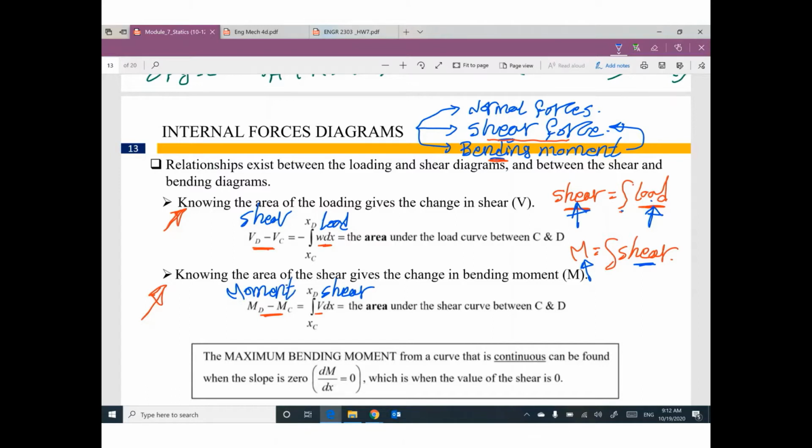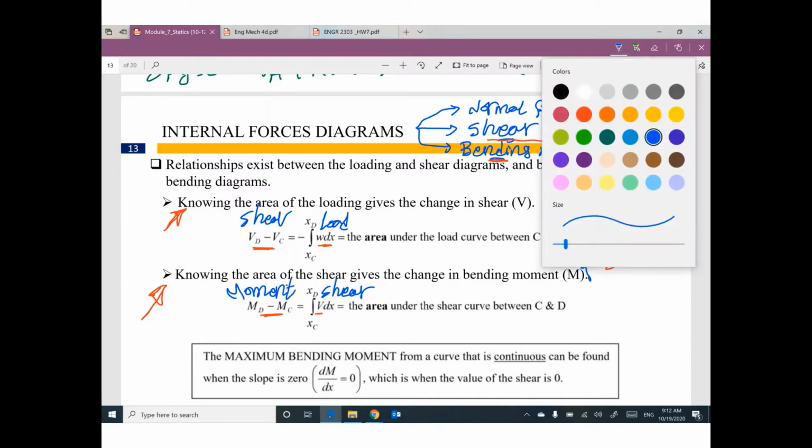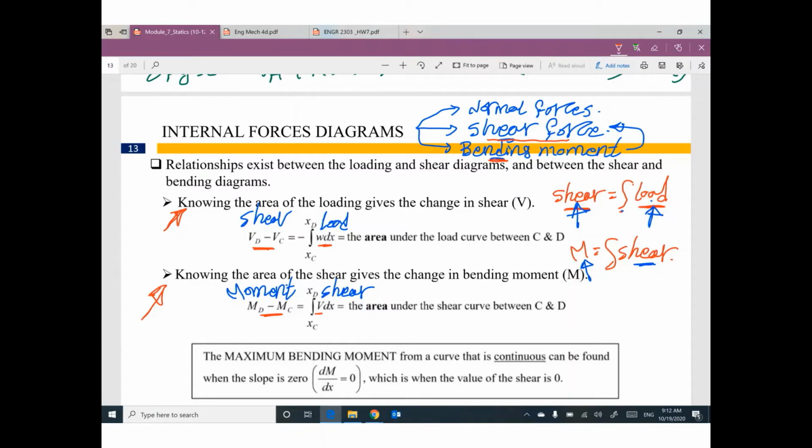Just to remind you, the main target for this part of this topic, we are looking to draw axial force. Axial force is a different scenario, different story. Shear force and the bending moment diagrams. Just to let you know, we have a relationship between load and shear, and another relationship between shear and moment. Integration of load equal shear. Integration of shear equal moment.